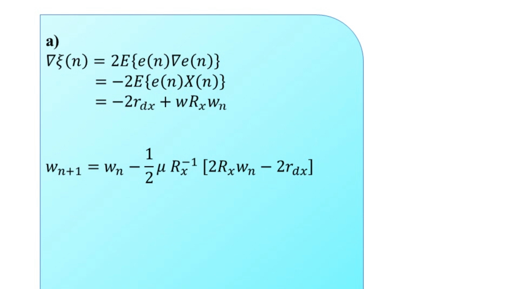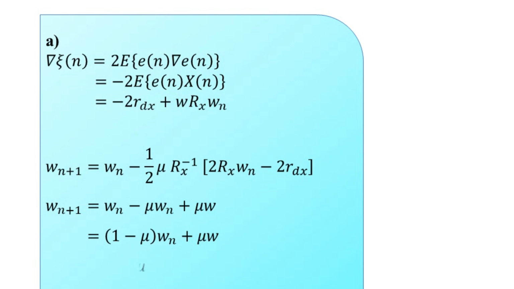So here we have w suffix n plus 1 is equal to w suffix n minus mu times w suffix n added by mu times w. So this is equal to, we have 1 minus mu multiplied to w suffix n taken as the common, added by mu into w. So therefore the Newton's algorithm will be stable for the range of step size mu greater than 0 but less than 2 here.